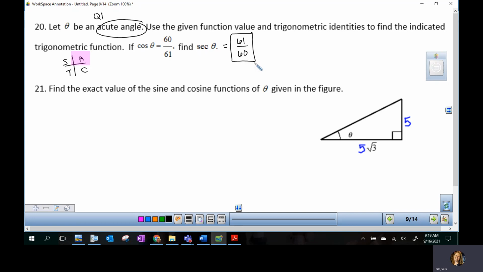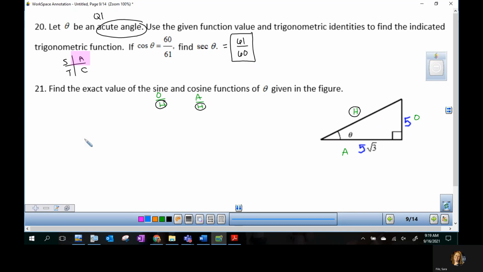All right, 21 gives us the drawing of a right triangle and says to find the exact values of sine and cosine of theta. Okay, so here's theta. Well, we know sine and cosine would be O over H and A over H, right? So from theta, this is opposite, this is adjacent, and this is hypotenuse. I have to know the hypotenuse for both of these. I have to find it. How do I find it?